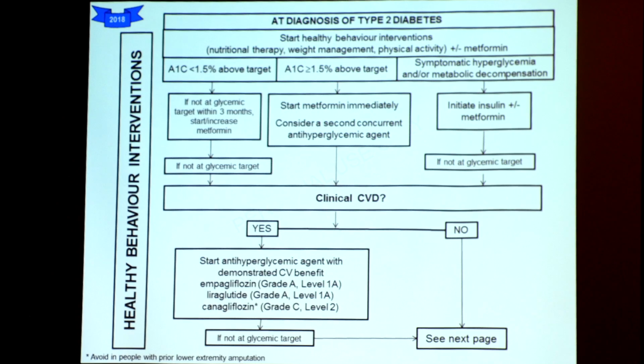So when we look at our guidelines, another feature that has become new in the past couple of years is finally having drugs which demonstrate prevention of cardiovascular disease and cardiovascular death if a person is known to have coronary artery disease or congestive heart failure.